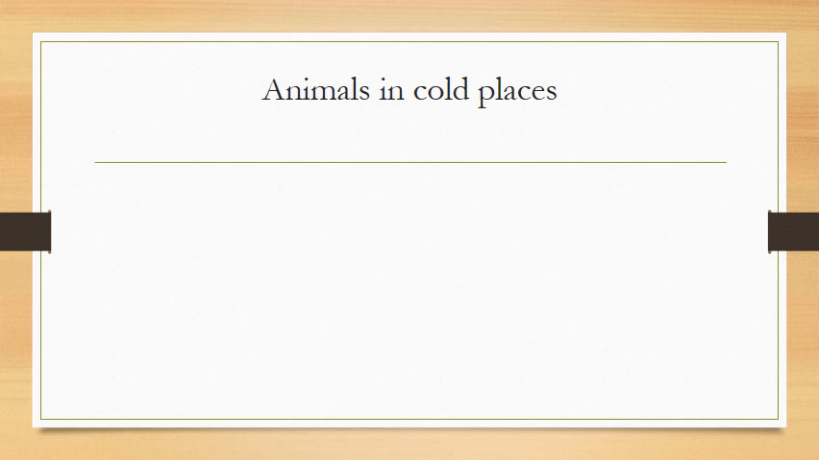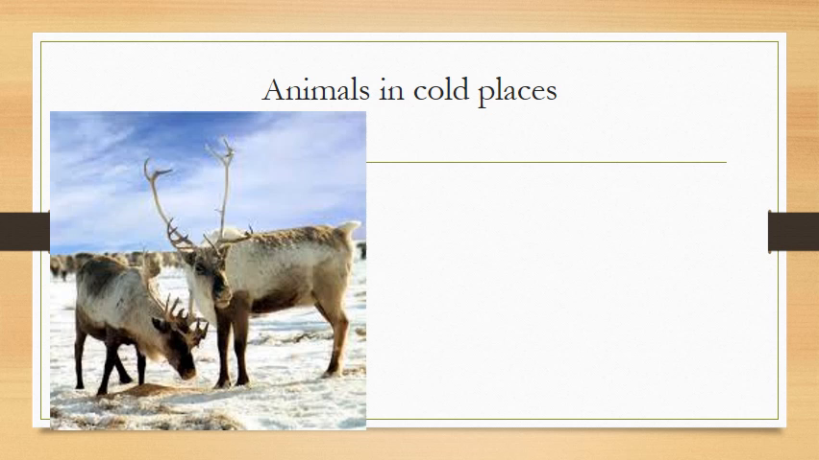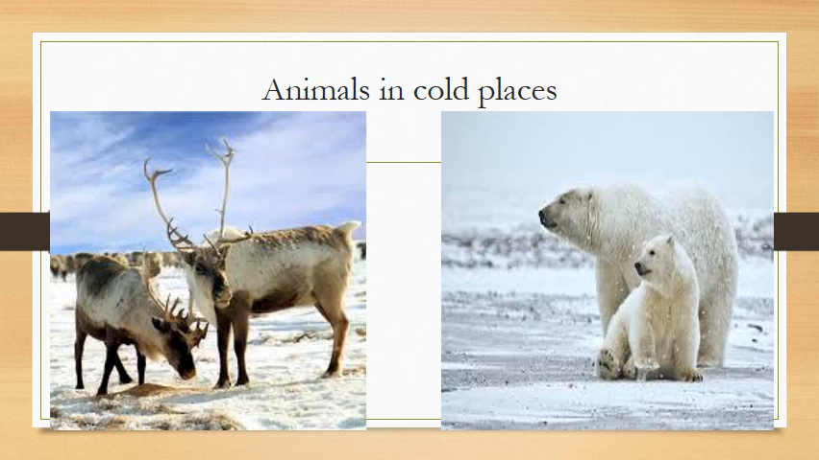Now, second, animals in cold places. These are also land animals, so the animals living in the cold places are also known as terrestrial animals. The first animal is the reindeer, the second is the polar bear. These are the two animals which live in cold places.